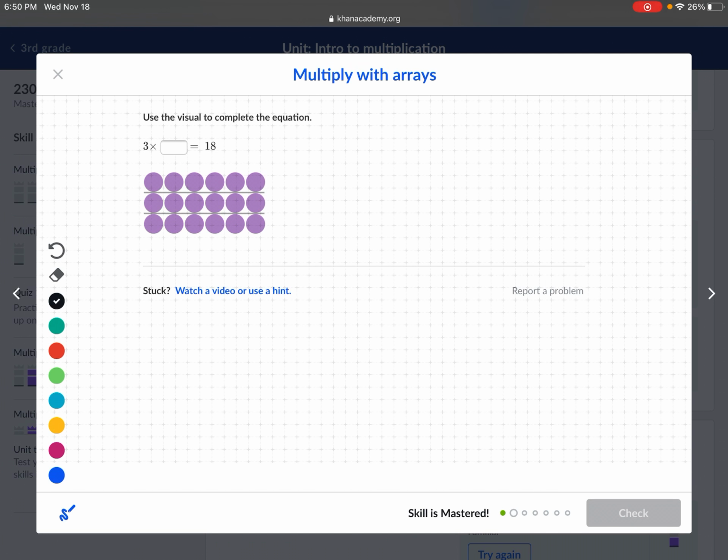Okay. Use the visual to complete the equation. So let's find 3 times something equals 18. Okay, let's list out the factors of 18. So there's 3 times 6, we can do that, or 9 times 2. But there's no 3 in 9 times 2, so it's 6 times 3. Well, let's see, there's 3 here. 1, 2, 3, 4, 5, 6.